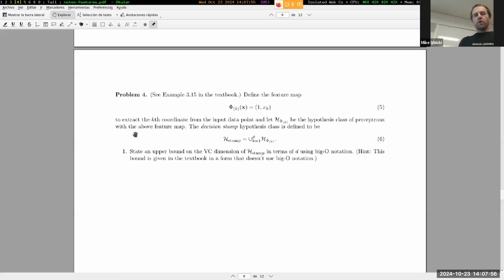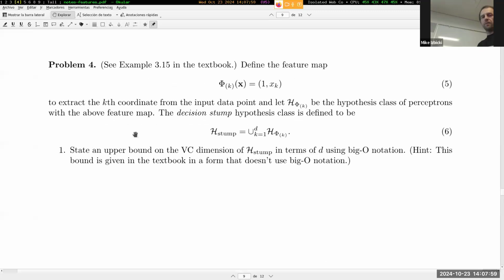Today, we're going to start here with problem 3.4, talking about what is called the decision stump. This problem 4 comes from example 3.15 in the textbook. This is an example of a feature map that is often not implemented in practice as a feature map, and often implemented as its own separate hypothesis. But this is the hypothesis class of decision stumps. It looks like a feature map like this attached to a perceptron hypothesis class.